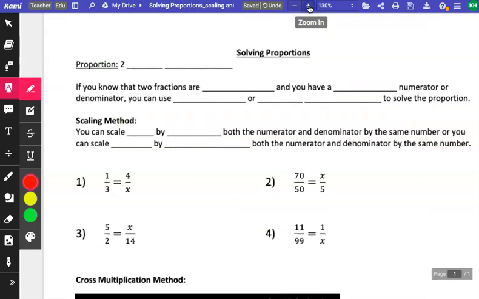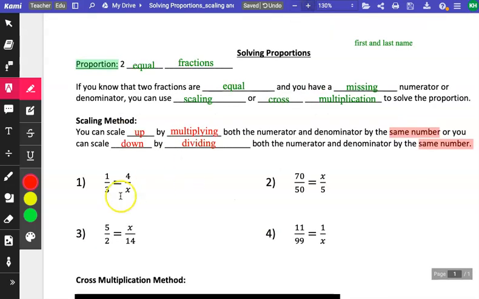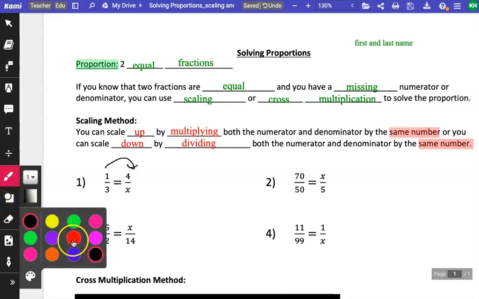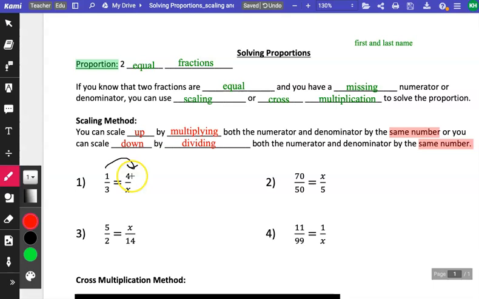For this part, I'm going to zoom in a little bit and grab the drawing tool. What I'm going to do is look from 1 to 4. From 1 to 4, did we increase or did we decrease? I'm going to change the color to red. From 1 to 4, we increased. So if we're moving up, we should be multiplying. What do we multiply 1 by to get to 4? We multiply 1 by 4. So we also multiply 3 by 4 to get what x equals. So x equals 12. I'll write it over here. x is equal to 12.